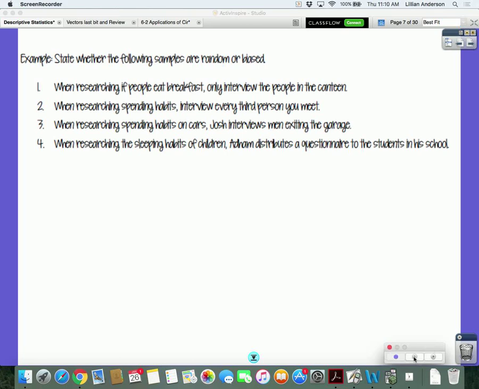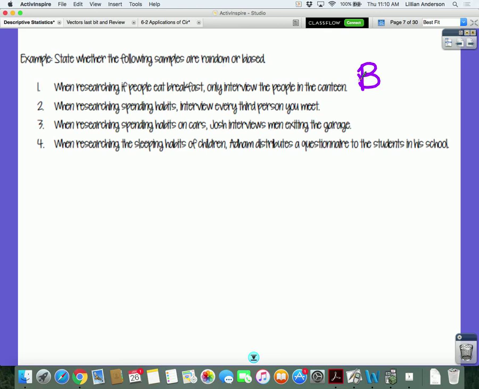Okay, so let's determine if these are random or biased. When researching if people eat breakfast, only interview the people in the canteen. And before you ask, canteen is like a cafeteria. Okay? So, is that random or is that biased? Bias. It is biased, okay? Because you can go outside of just the cafeteria. You can go to the courtyard or the front office or wherever, okay?